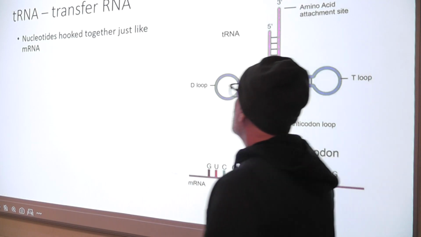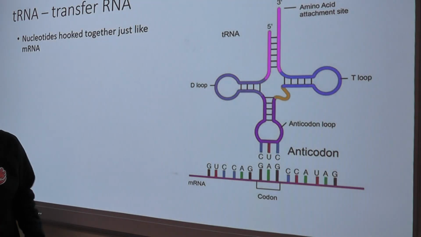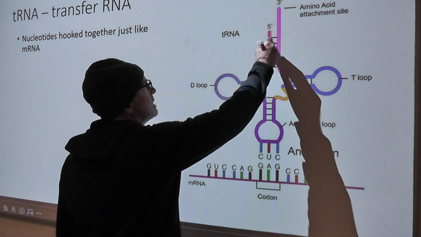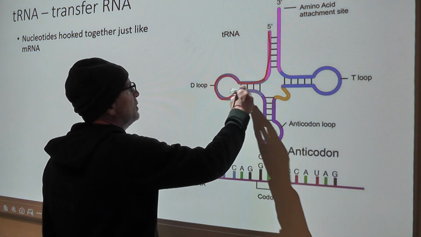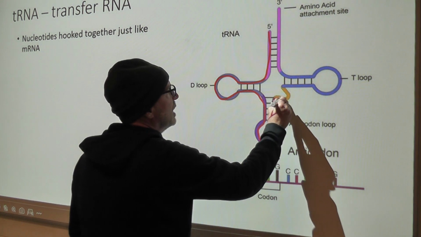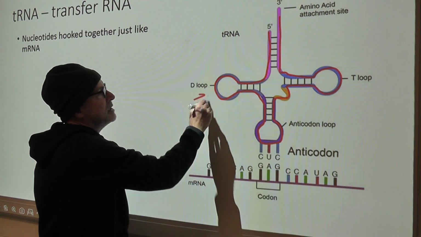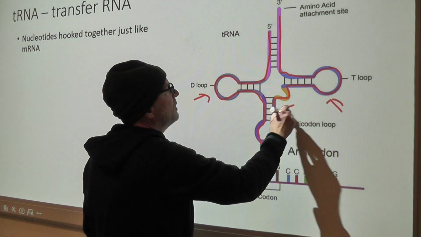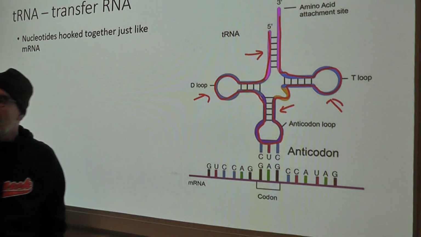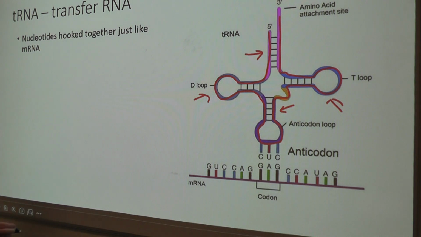So here's what transfer RNA looks like. Transfer RNA makes a funny looped shape, most of which we just don't care about. We care about two parts of the transfer RNA.